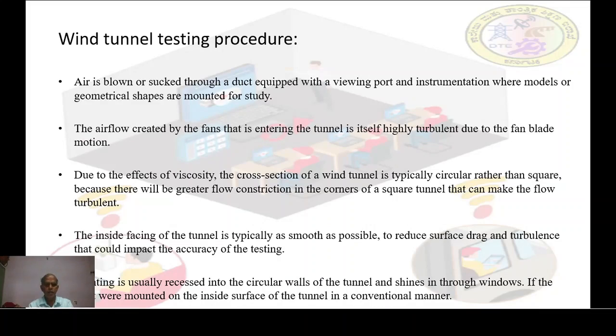Next I am going to explain wind tunnel testing procedure, means how to test the vehicle. Air is blown or sucked through a duct, means passage, equipped with a viewing port and instrumentation where model or geometrical shape are mounted for study. The air is moved through the tunnel using a series of fans.